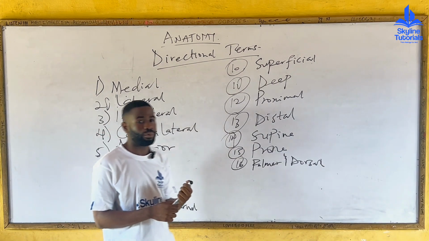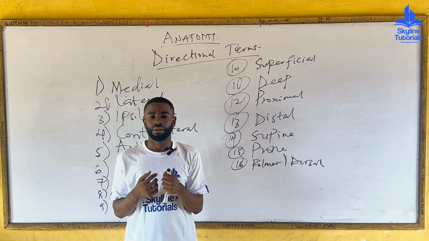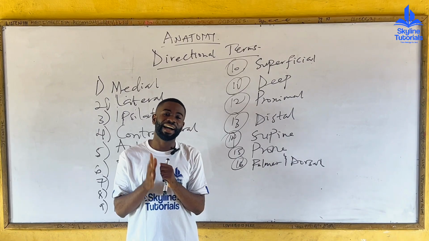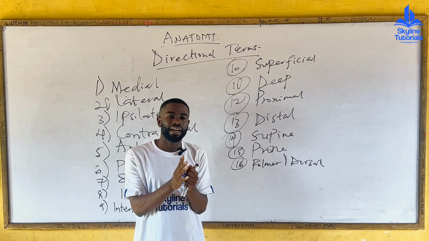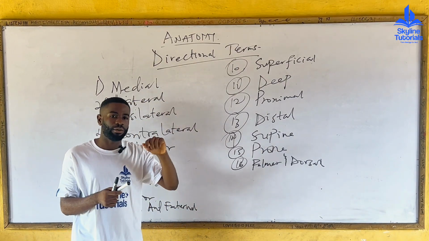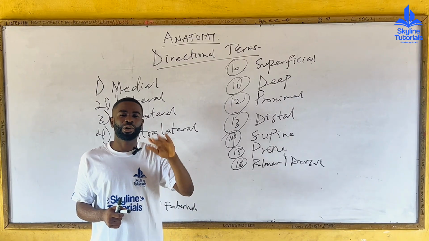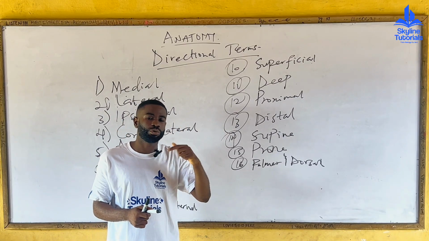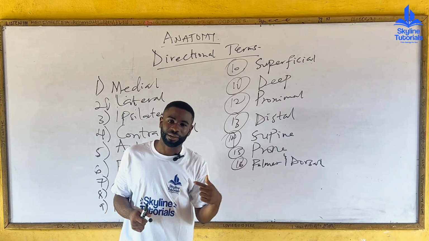For example, the eye and the ear. You'll notice that the eye is closer to the median plane than the ear. So the eye will be referred to as the medial. So the medial position is used for describing structures that are closer to the median plane or to the mid of the body. The next we have is lateral.